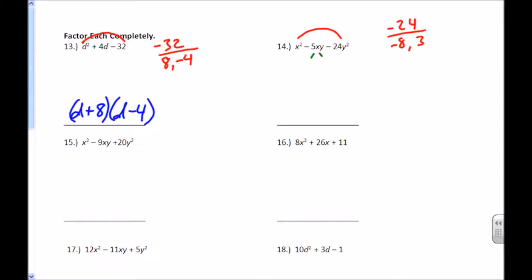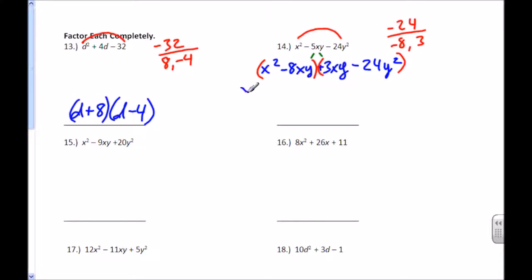factoring by grouping. If I split up the middle term, I do the x squared. This is going to be a minus 8xy and a plus 3xy. I use those two numbers that I came up with to rewrite the middle term. Minus the 24y squared. And now I can do my factoring by grouping. I group the first two terms together. I group the second two terms together.